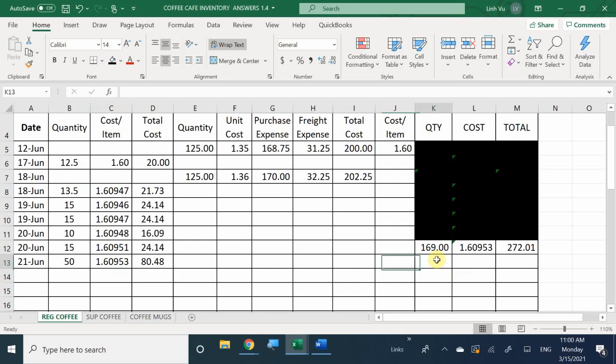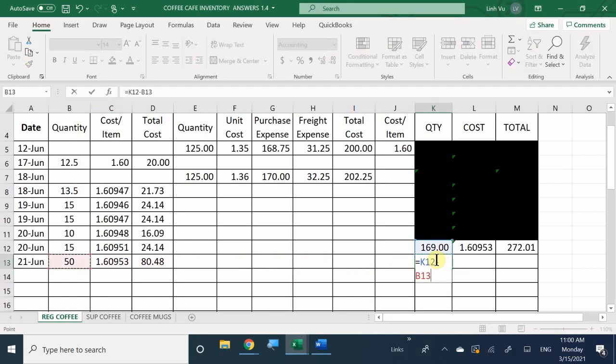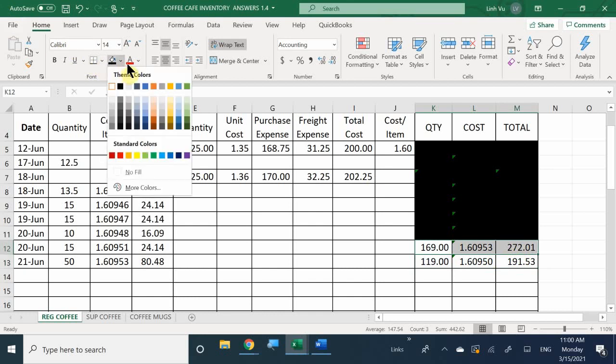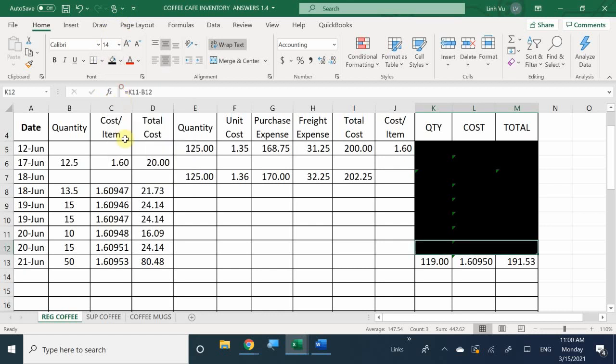How much quantity should I have left? We should have 119. Good. What about my total cost? 191.51, or 191.50. Okay, I have 53. So it should be the same, except it's off by 0.03 of a penny. There we go.